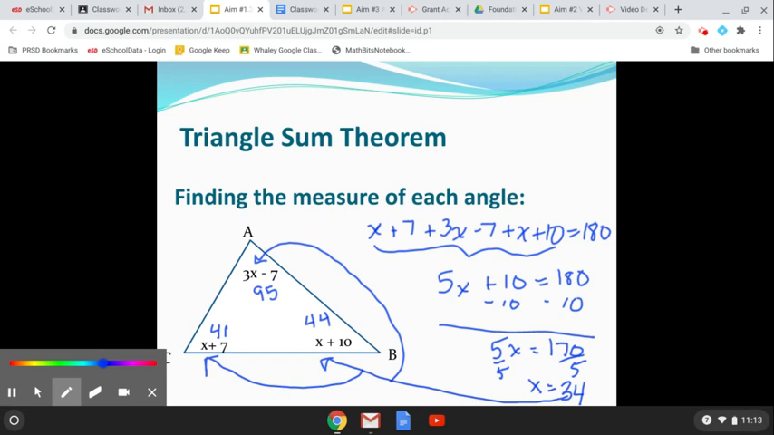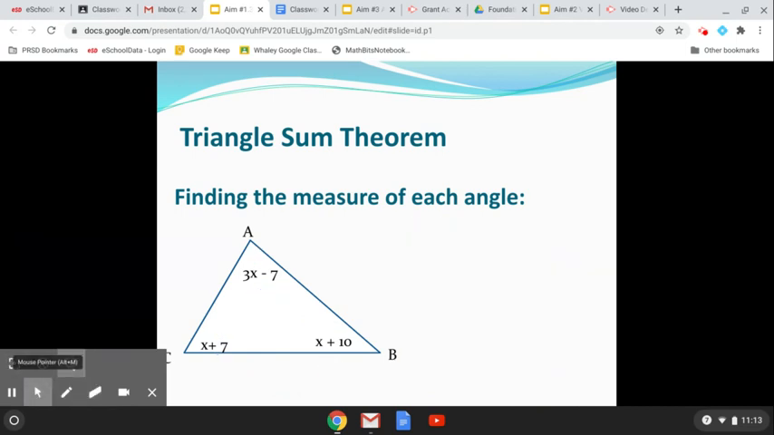Okay, once I've substituted 34 back into each one of those x's, I end up with 95 degrees for one angle, 41 for the other, and 44 for angle B. And when you add them all up, you do get 180 degrees. And there you have it. That's how you can find the missing angle of any triangle.